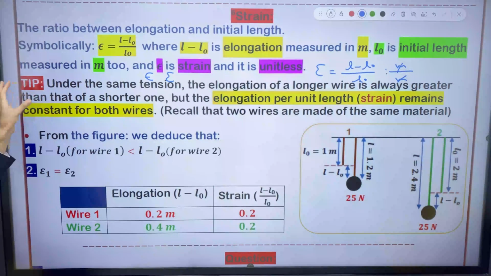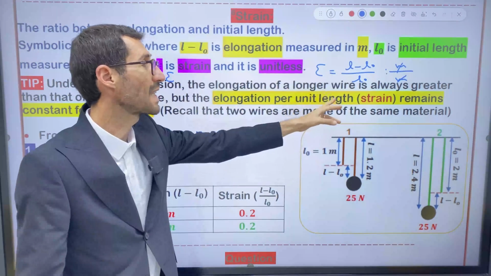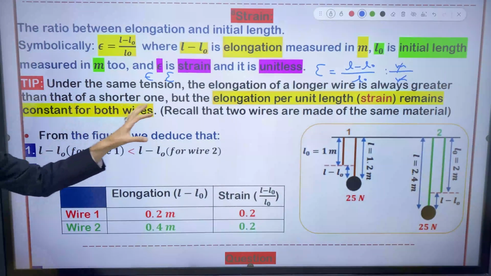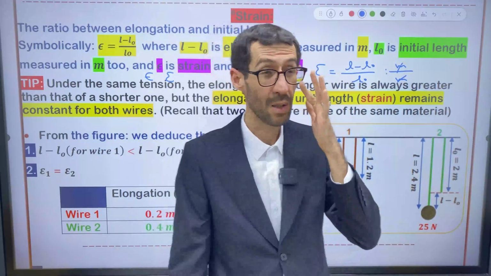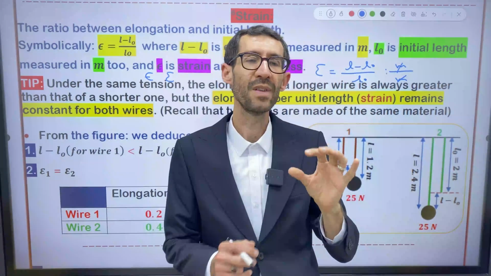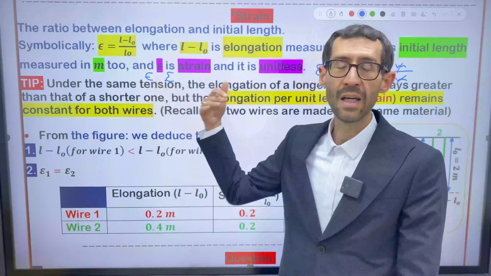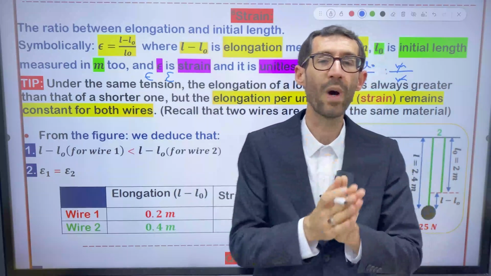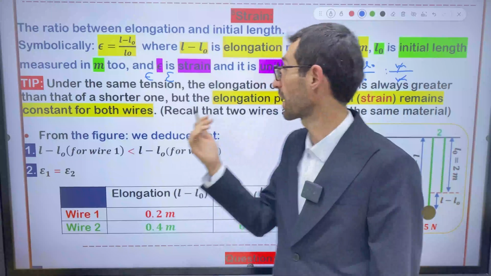So we have a tip here. Let me read the tip for you and I'll explain. It says, under the same tension, the elongation of a longer wire is always greater than that of the shorter wire. You know this information. It's not Hooke's law exactly. It's one of the causes, the factor of length. Length causes elongation. I told you in previous lectures, the longer the wire is, the greater the elongation is, right?